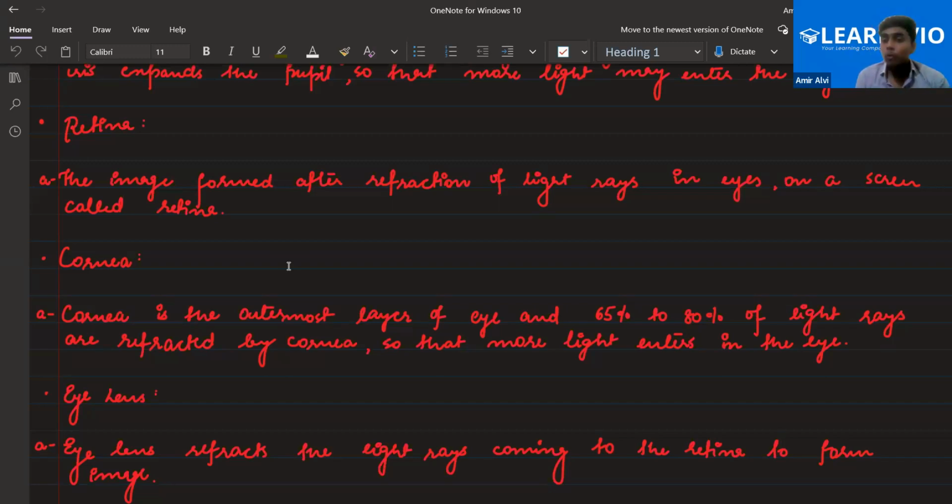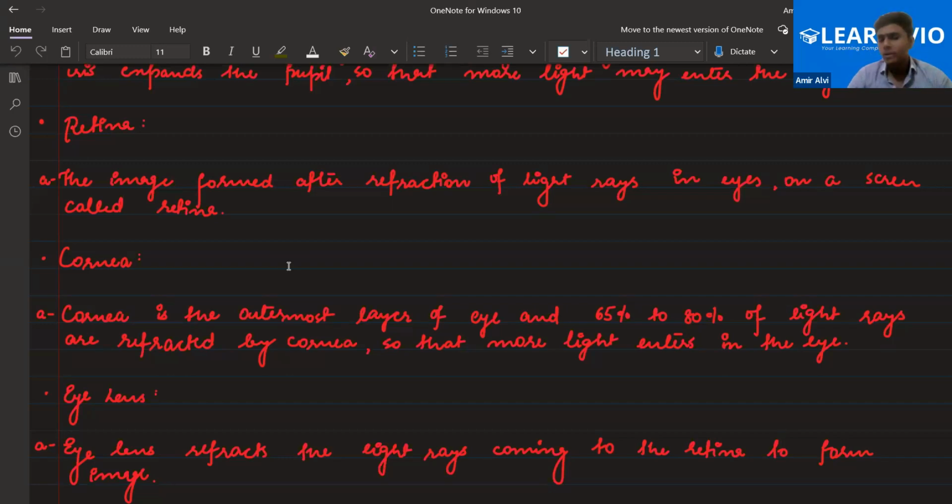So that more and more light could enter into the eye to obtain a very clear image. Am I clear? Yes. So the cornea is basically a refraction surface, right?